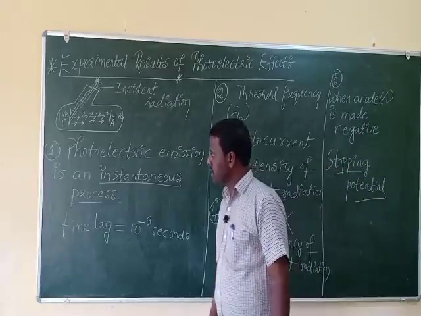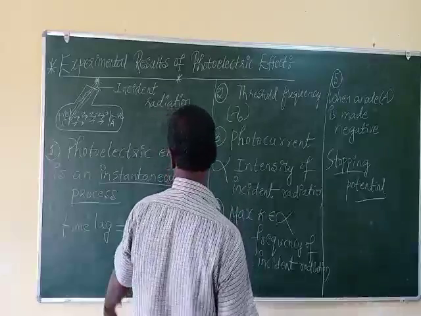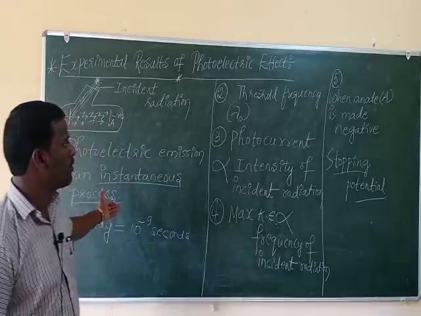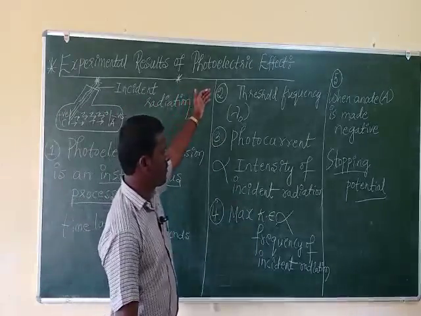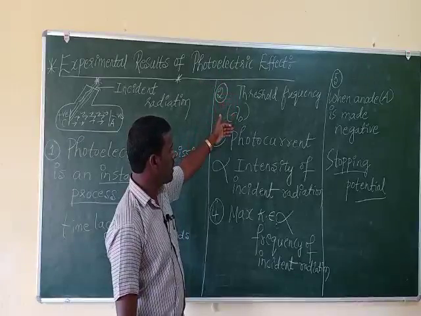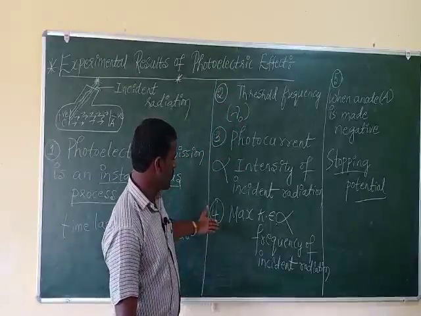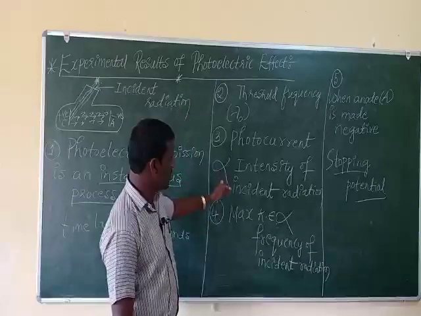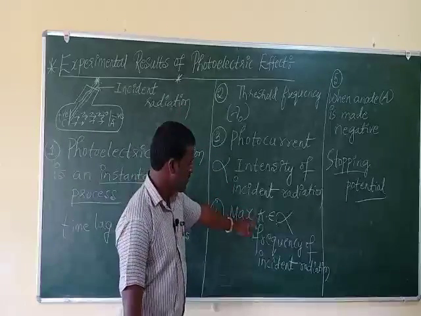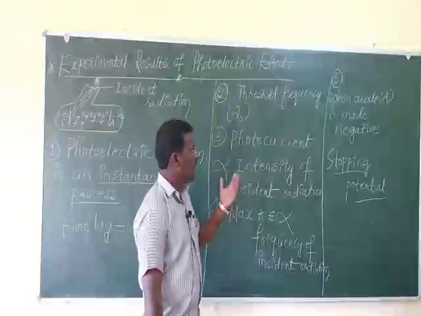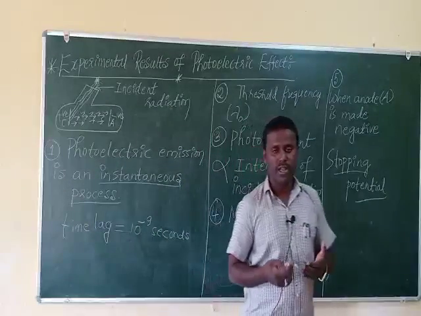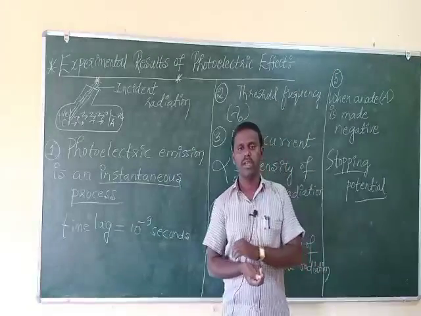So first, the definition, the first experimental result, instantaneous process, you should write. Second one, you should talk about threshold frequency. Third one, dependence of intensity and photocurrent, you should explain. Fourth result, how the kinetic energy depends on frequency, you should explain. Last point, what happens when anode is made negative, you should explain.